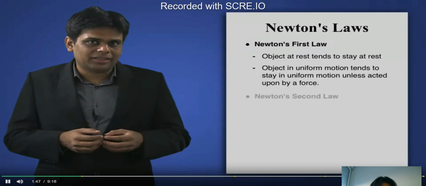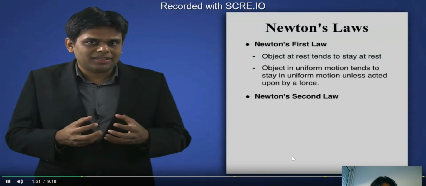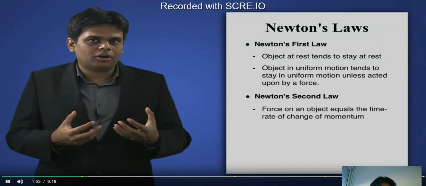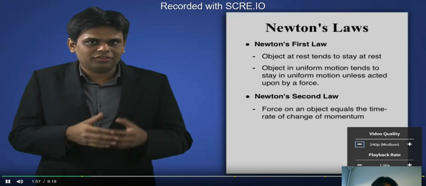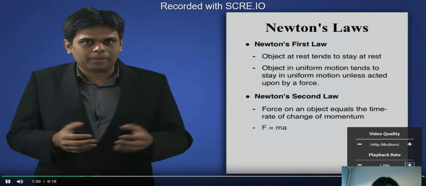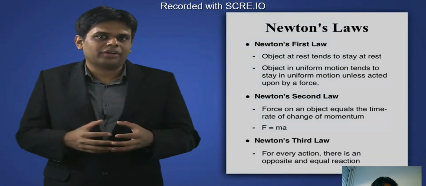Now, what does the second law tell us? The second law tells us what happens when you apply a force. This says that the net force F on an object equals the time rate of change of momentum, leading to the famous equation F equals ma. The third law tells us that every action corresponds to an equal and opposite reaction.